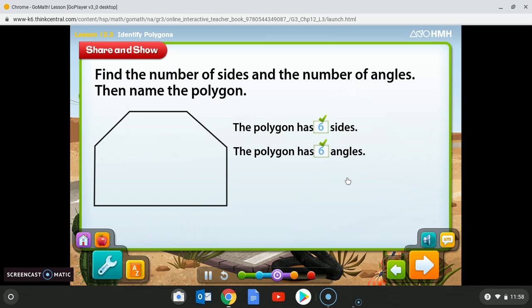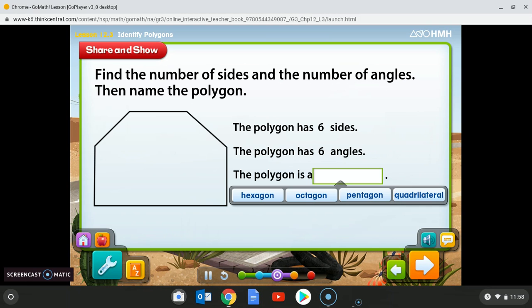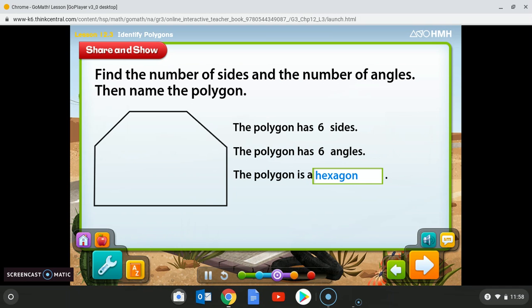So if we have a polygon that has 6 sides and 6 angles, do you remember what that's called? It's going to give us some options. It could be called a hexagon, an octagon, a pentagon, or a quadrilateral. The answer is hexagon. This is a hexagon. 6 sides, 6 angles, hexagon.